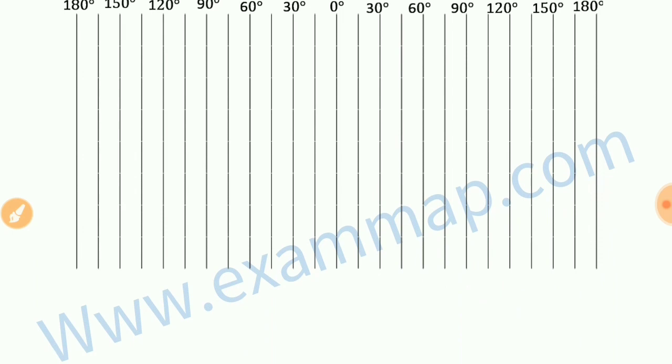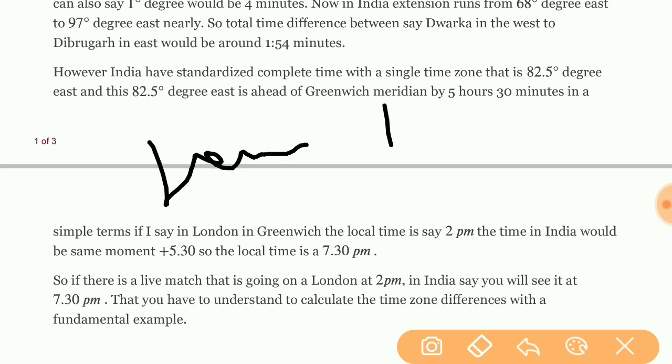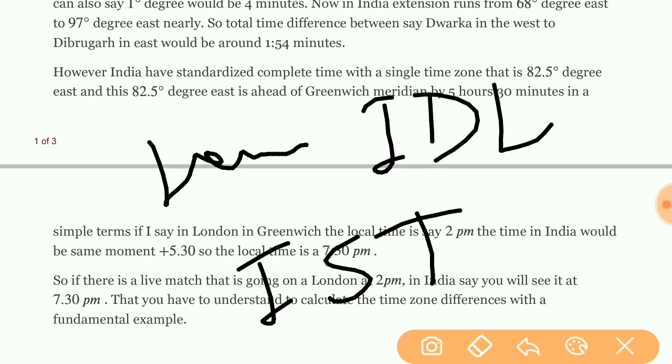So we have discussed 3 parts: longitudes, the international date line, and Indian Standard Time. Thank you.